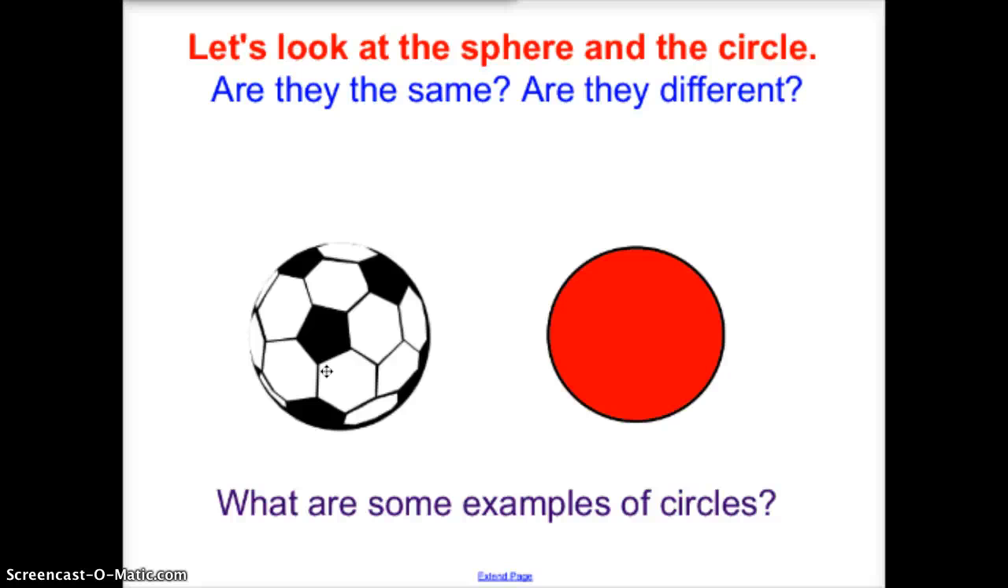So if I think about the song, I remembered him talking about an orange and a globe and a basketball. Those are examples of spheres. A circle is just a two-dimensional shape, or a 2D shape, that is flat. But a sphere is a three-dimensional shape that you can actually grab.